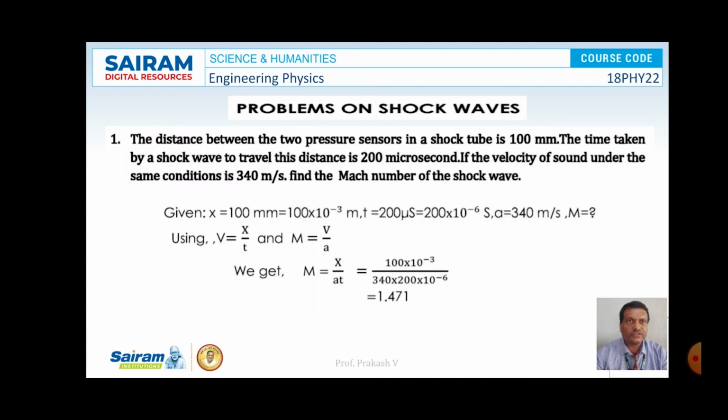The distance between the two pressure sensors in a shock tube is given as 100 millimeter. That is the distance between S1 and S2. The time taken by the shock wave to travel this distance is 200 microseconds. So in order to cross from S1 to S2, the time taken by the shock wave is 200 microseconds. If the velocity of the sound under the same condition is 340 meter per second, what is the Mach number of the shock wave?